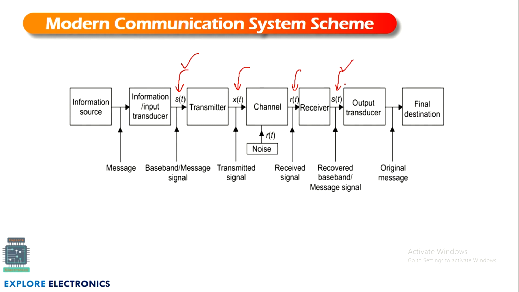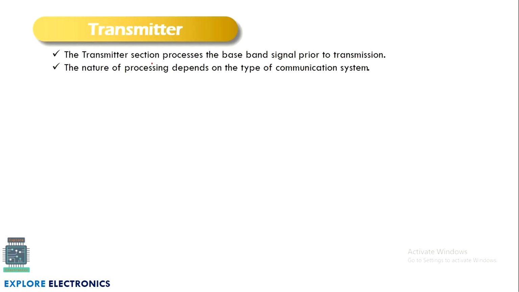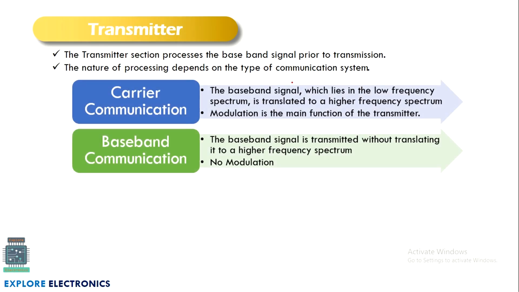So let us understand this transmitter part now, what this transmitter is going to do. The transmitter is a section that processes the baseband signal prior to the transmission, meaning before transmission we are modifying the signal. The nature of processing depends on the type of communication. There are two types of communication: one is carrier communication, another one is baseband communication.